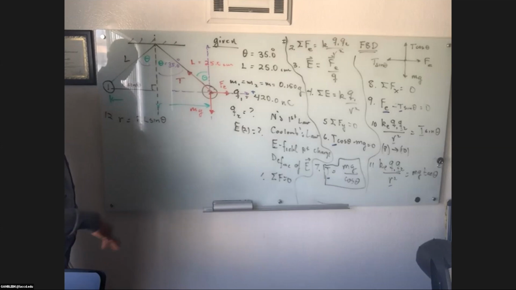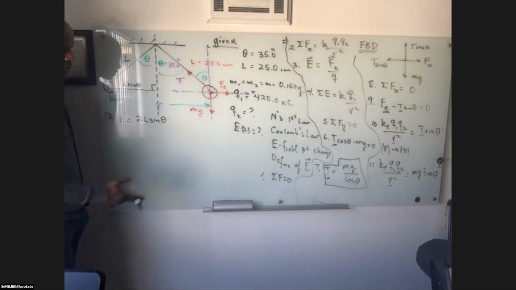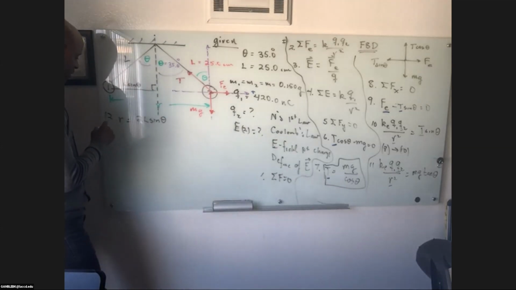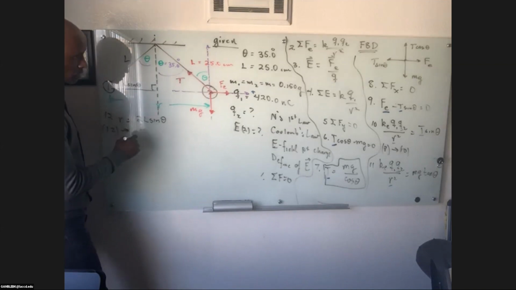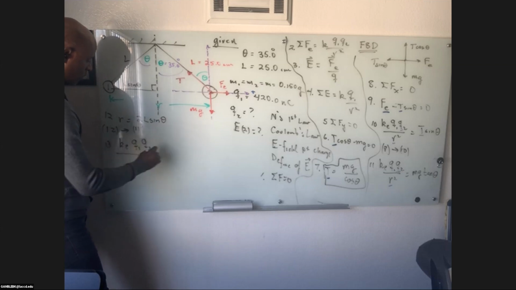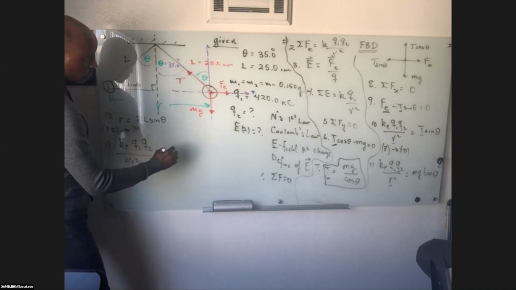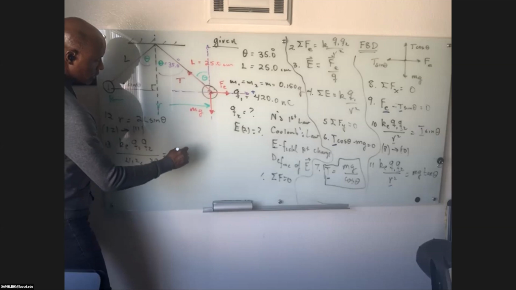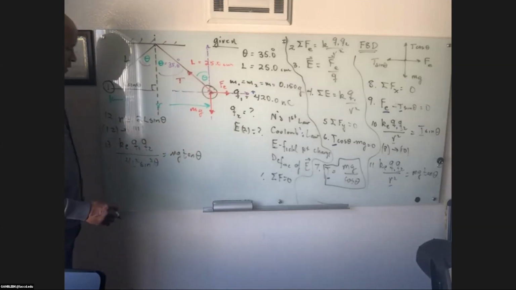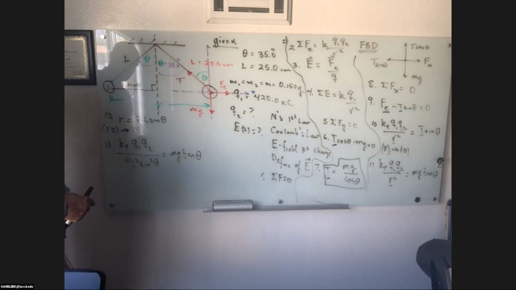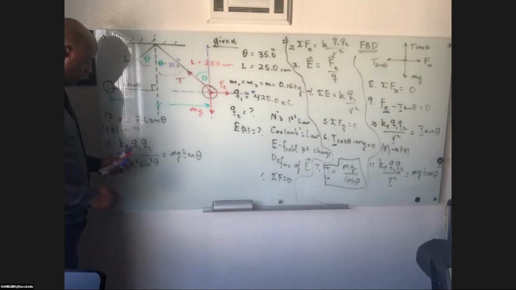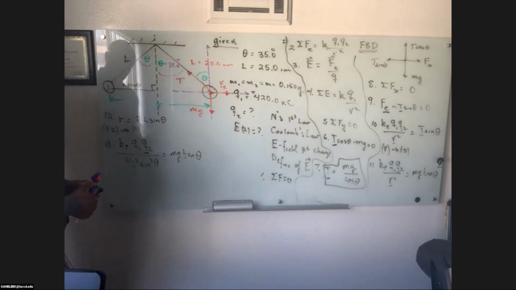I can go ahead and stick that in. R squared is going to be 4L squared sine squared theta. So substituting 12 into 11, we get that K sub E, Q1, Q2 over 4L squared sine squared theta equals mg tangent theta. And you see we're home free. There's only one unknown now, and that's Q2, the thing I'm looking for. So I have to do all the algebra and solve all that mess for Q2.